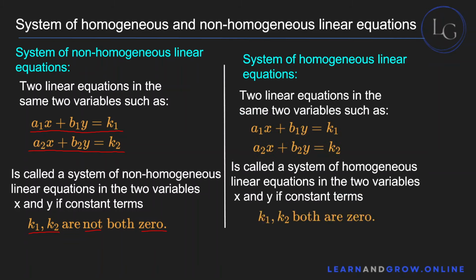Now, a system of homogeneous linear equations, you have the same two linear equations, and they are a system of homogeneous linear equations if k1 and k2 are 0. So basically the values of k determine whether a system is homogeneous or non-homogeneous.